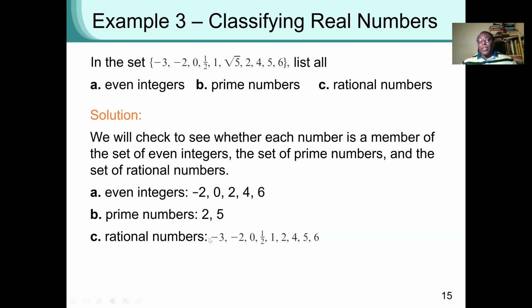Rational number means, again, we have whole numbers, but it can be negative, 0, and the rest. So we get -3, -2, 0. Half is a rational number because half can give me 0.5. The decimal terminates. Then no, this is not. Then 2, 4, 5, 6 are all rational numbers. Irrational number will be square root of, irrational number should not be a fraction. We don't have 1 here.